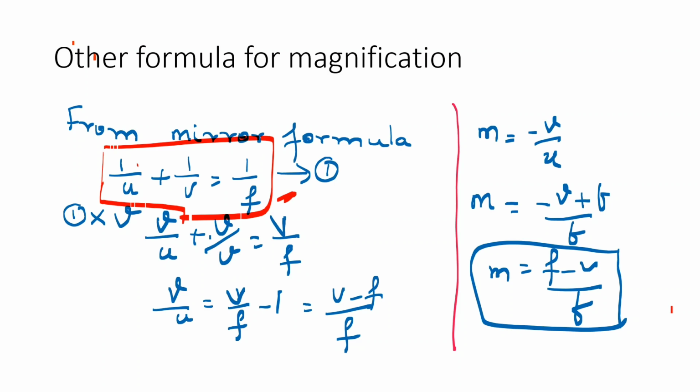If you multiply this expression throughout by v, we get v by u plus v by v is equal to v by f. This term becomes 1, and on coming to the other side it becomes minus 1. So when you take LCM, we have v by u is equal to (v minus f) by f. But we know for magnification m is equal to minus v by u. So when you apply the negative sign here, you get m is equal to (f minus v) by f. So this is one formula for magnification which we'll have to remember, right?